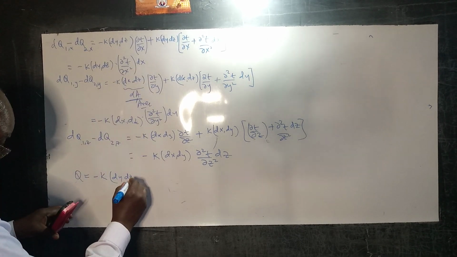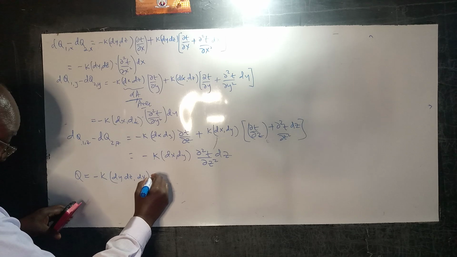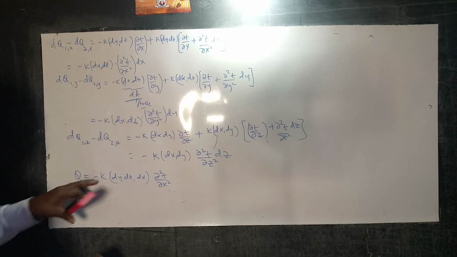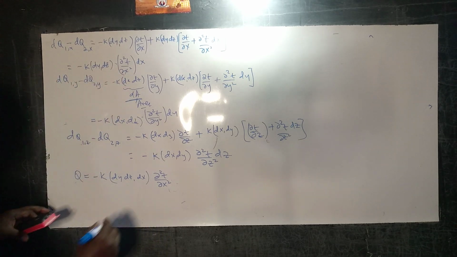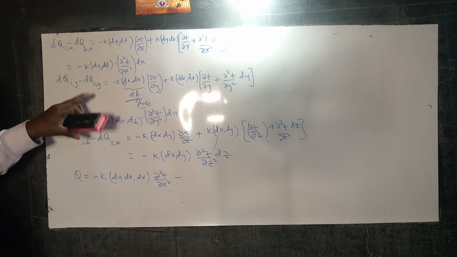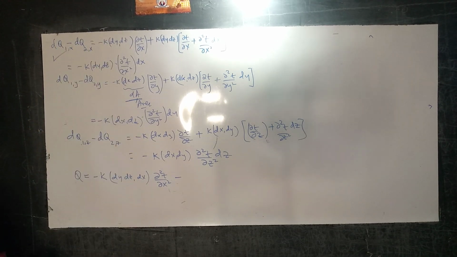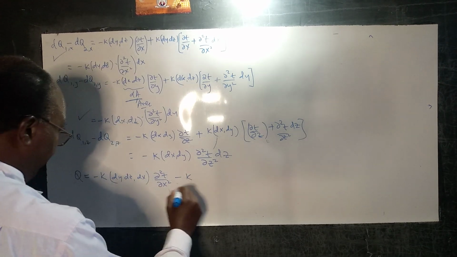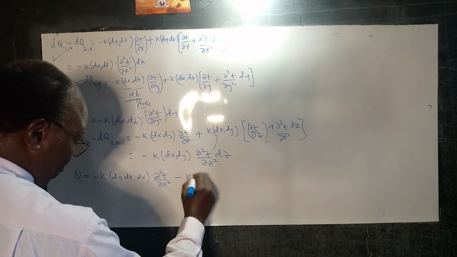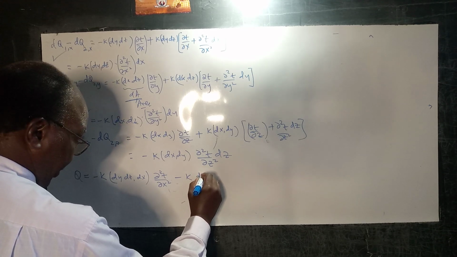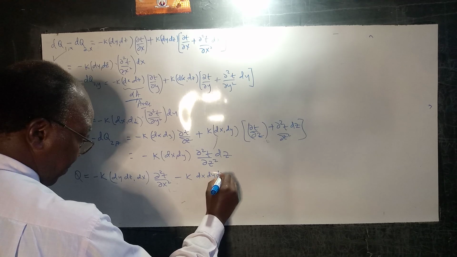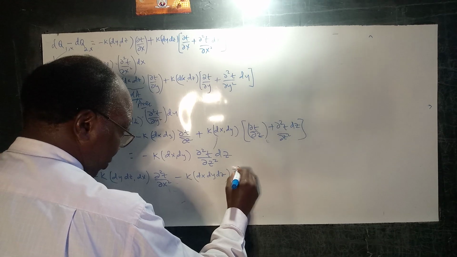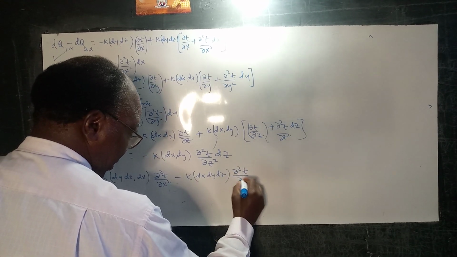Remember we have dx, so we can put our dx there also. dt, del squared t, del x squared. Then we have minus, so we have handled that. So let's handle this particular one. We minus k dx dy dz. Remember that, now we have factored it in there. Del 2t, del z squared.